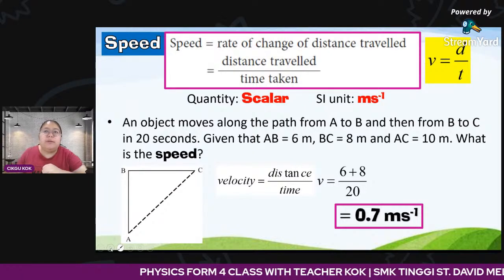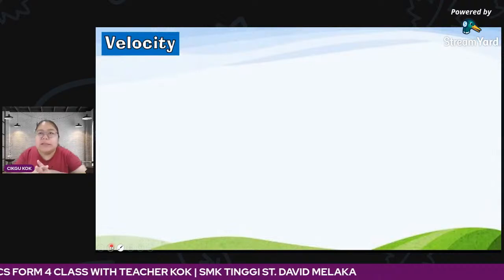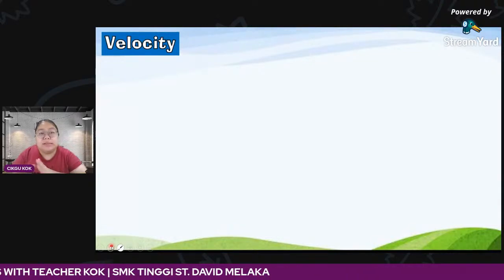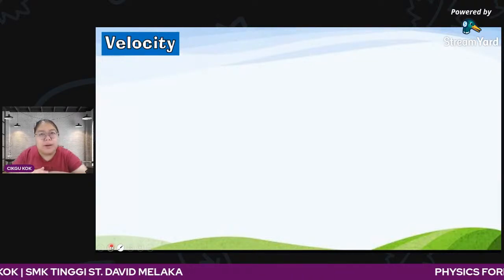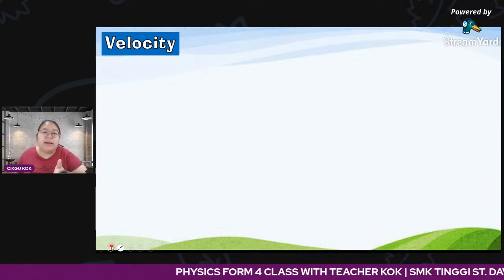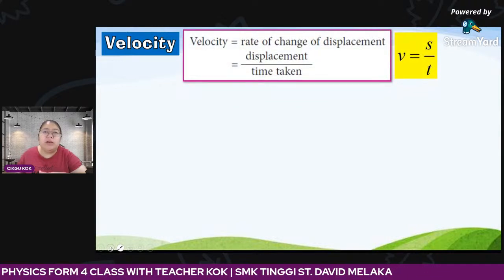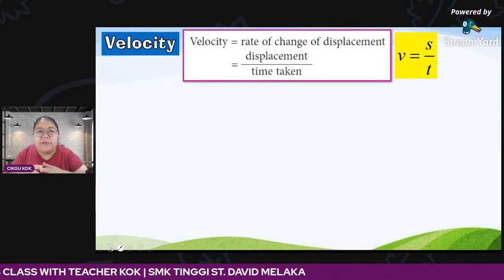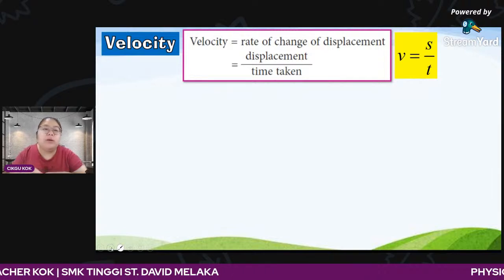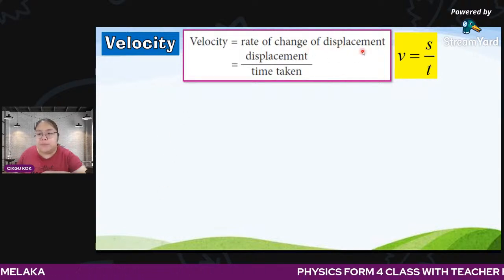Okay, so now we go to the next question. There's a sibling of speed, but the name we call velocity. This one, velocity, is also a rate of change, but now we have direction, so we cannot use distance. City, you are also correct with 0.7. Don't forget to write the unit. So velocity is the rate of change of displacement.